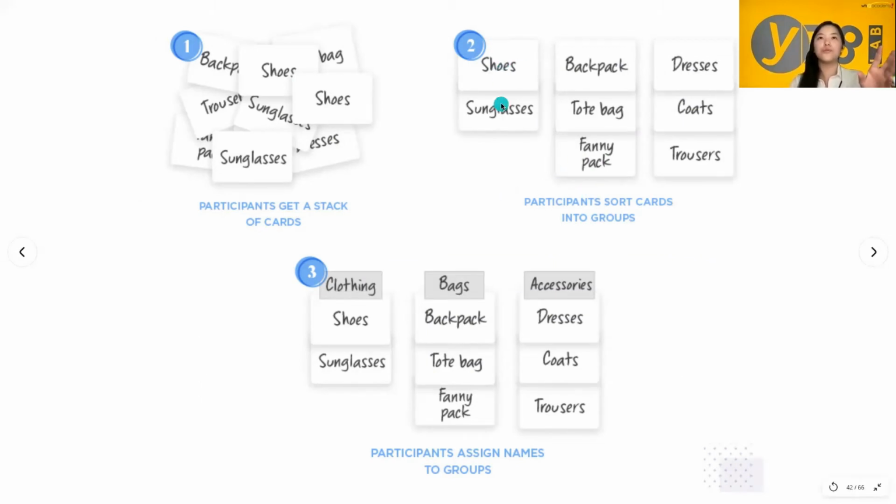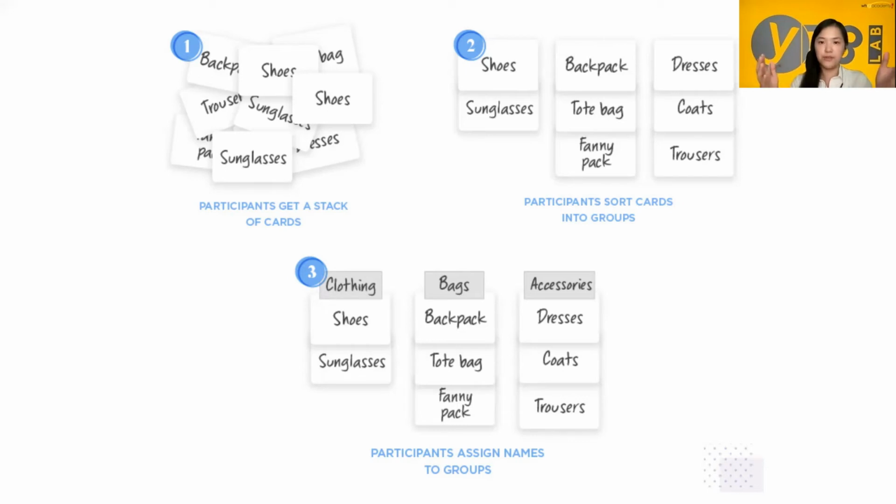I think shoes goes with sunglasses, backpack should go with tote bag and fanny pack. And then dresses should go with coats and trousers. So from there, you can see where they assign. And then you can even tell them to assign names to the groups. Okay, I think this is clothing. This should be bags, and this should be, I don't know, accessories. And then when you do this to a larger group of users, for example, maybe 20 to 50 users, you start seeing a pattern. And more importantly, you start seeing what the general mental model of your users are.